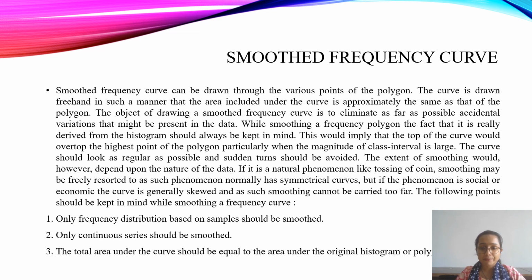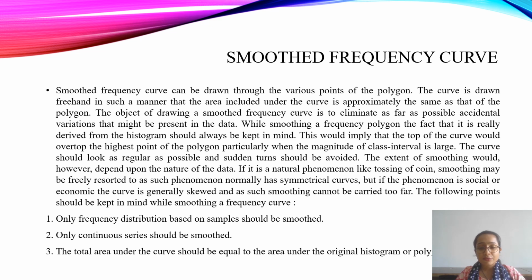present in the data. While smoothing a frequency polygon, the fact that it is really derived from the histogram should always be kept in mind. This would imply that the top of the curve would overtop the highest point of the polygon, particularly when the magnitude of the class interval is large. The curve should look as regular as possible and sudden turns should be avoided.